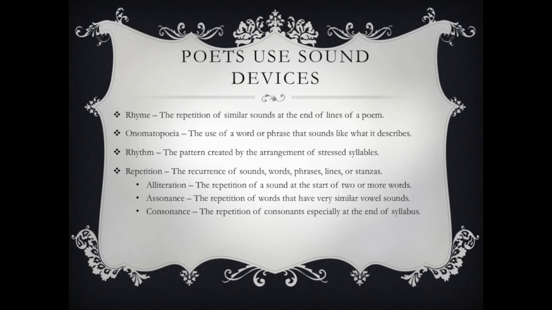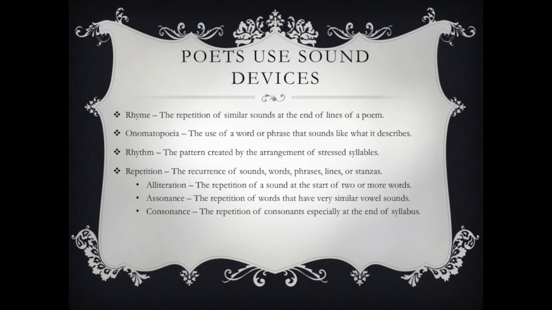Another sound device is assonance. And assonance is the repetition of words that have very similar vowel sounds. So if you were to say, it was like a bright night, that's assonance. We've got the I, the similar vowel sound repeated over and over.